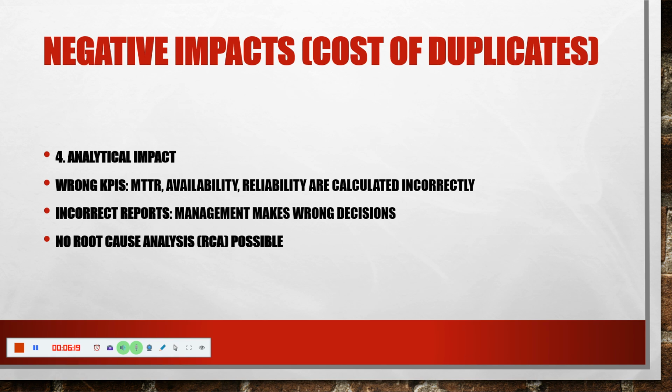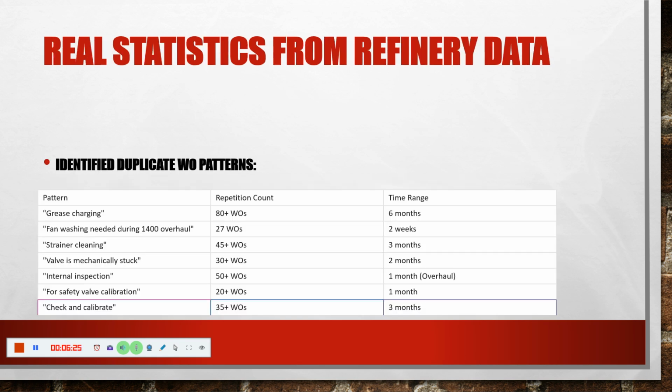When we cannot make valid reports, we cannot use a CMS in our maintenance systems correctly. Before everything, I want to show we can make a pattern in work orders. For example, in real statistics from reported data, we identify duplicate work order patterns like grease charging, fan washing needs during overall external cleaning, mechanical stroke, and internal inspections.